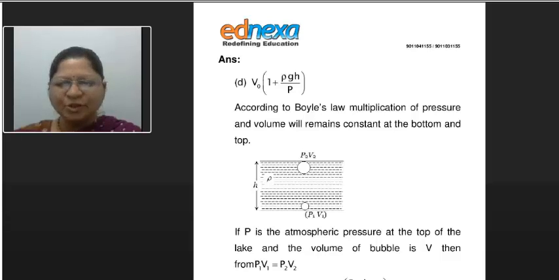Now why is it so? The situation has been shown to you in the diagram. Initially, when the fish has released the bubble, its pressure was P1 and volume V1, and when it is just touching the surface of the water in the lake, the pressure has become P2 and the volume has become V2. Here the depth has been given to be h and the density of water has been given to be rho. According to Boyle's law, the product of pressure and volume will remain constant at the bottom and top. So you can write that P1 V1 is equal to P2 V2.